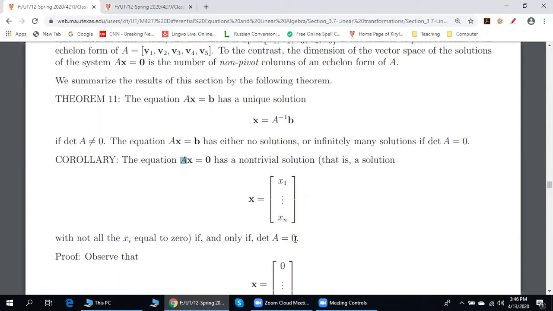Does that matrix have to be a square matrix? Yes, it has to be square.